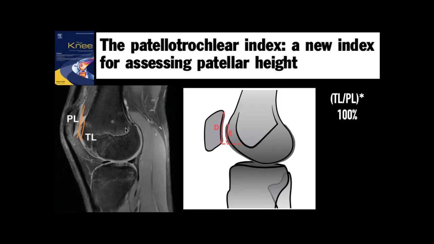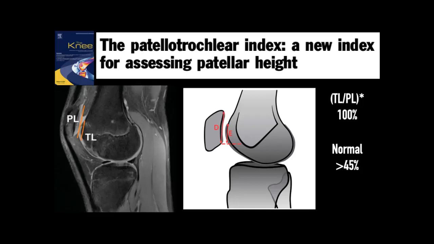And for this, what they do is they take the maximum length of the patellar cartilage, and that length is overlapped. That length is drawn over another image where the cartilage of the trochlea is highest, and that line should be parallel to the first line. That is a ratio of TL by PL, that is trochlear cartilage by patellar cartilage multiplied by 100%, which will be the patellotrochlear index, and it should be more than 45%.